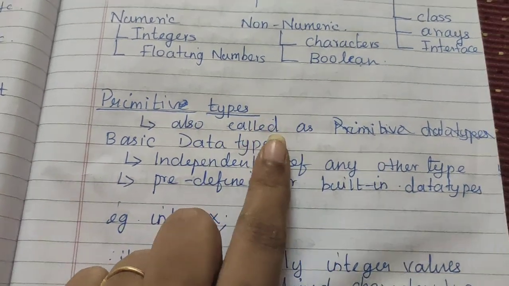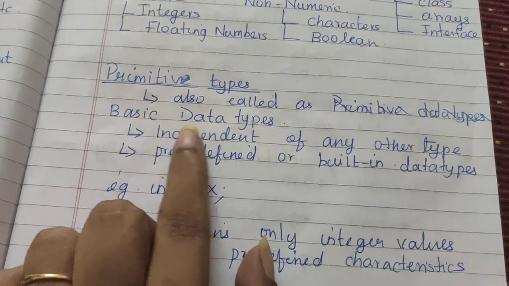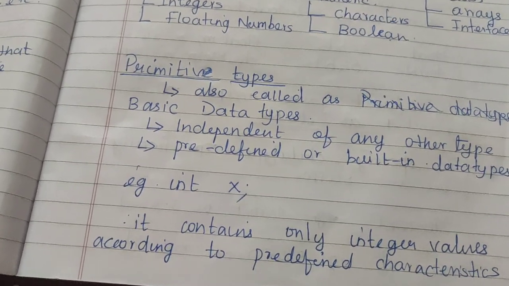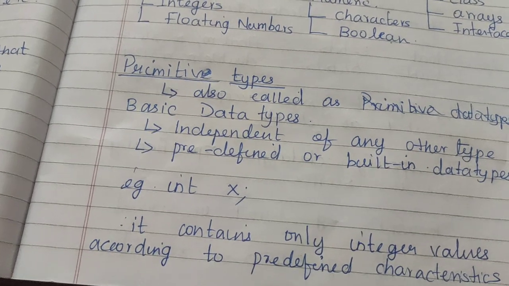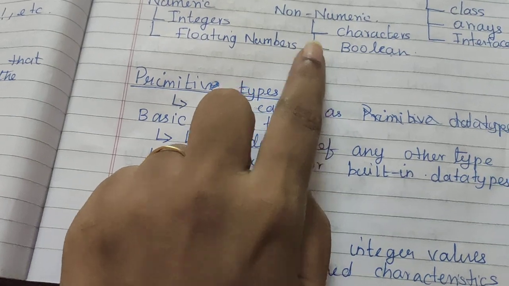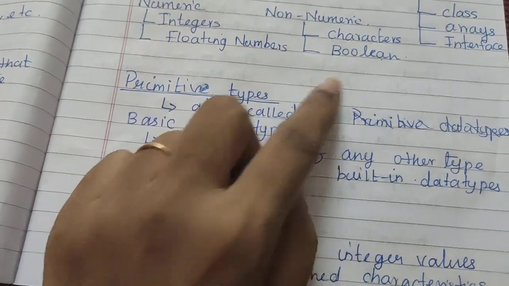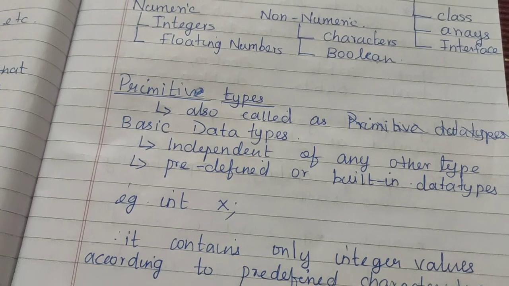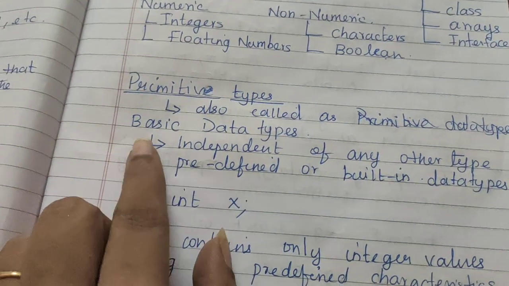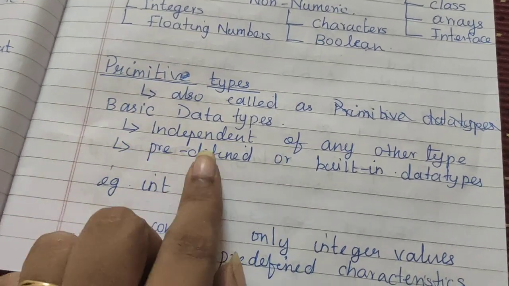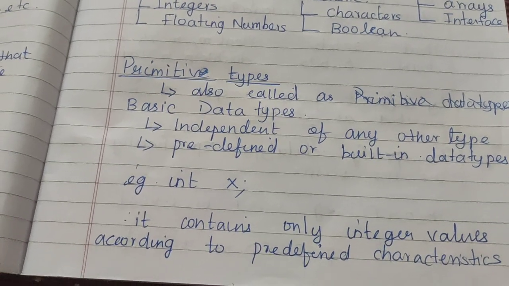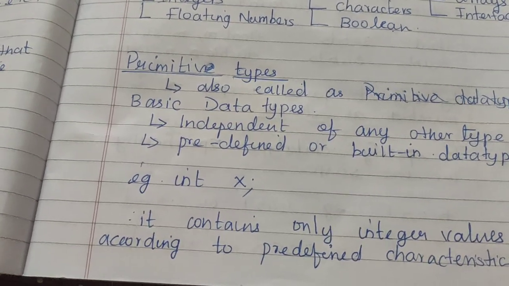Primitive data types are also called the basic data types, because the basic data types which we use in our program are numeric and non-numeric, that is, the numbers and characters that we are going to save and use in our program. To declare those things we have these basic data types, and they are independent of any other type. Independent of any other type means it doesn't depend on any other thing.